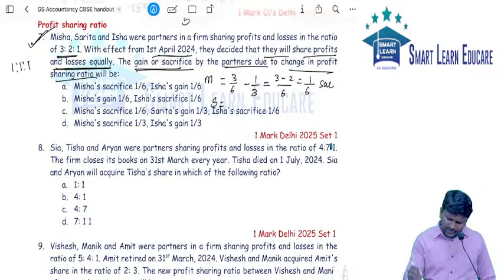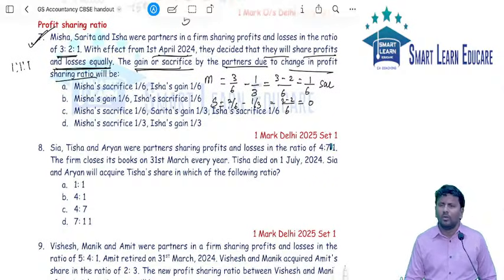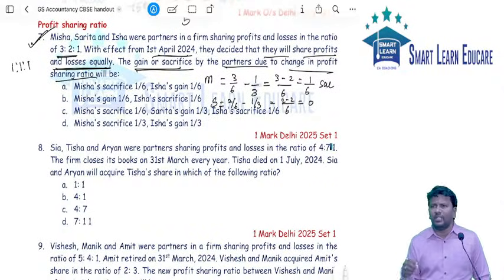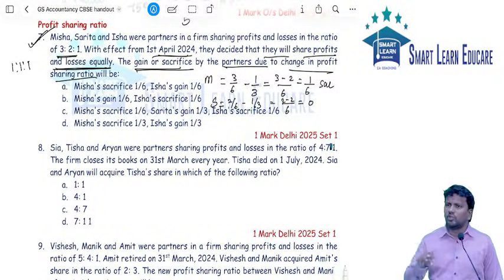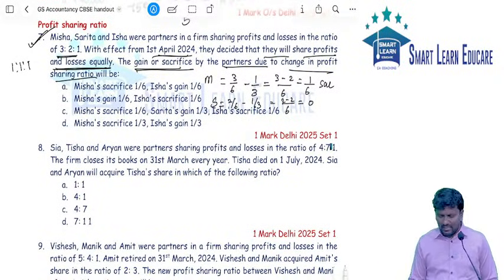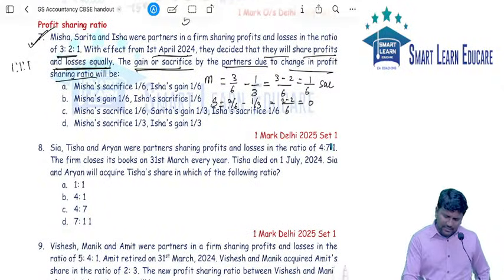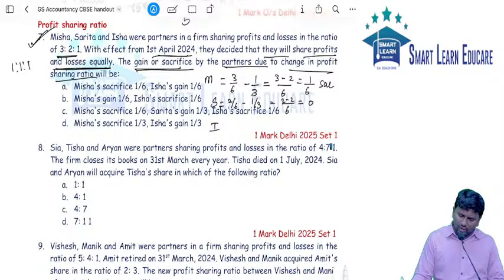How to calculate for S? Same way you should calculate. 2/6 minus 1/3. LCM is 6. So it is 2 minus 2, which gives you 0. When you get the answer as 0, it means that partner is not sacrificing and also not gaining. Last partner I, see how to calculate.